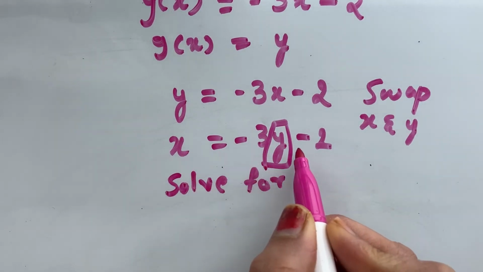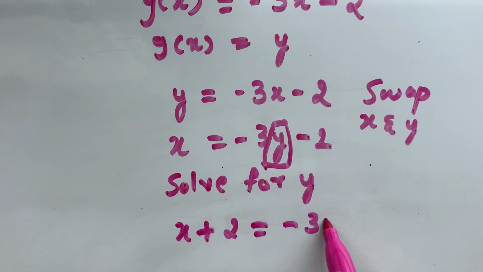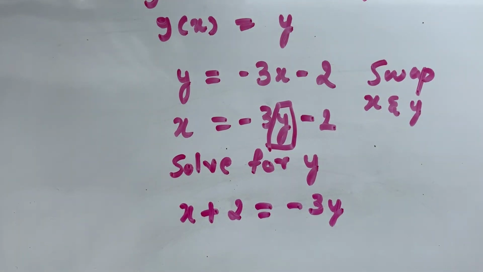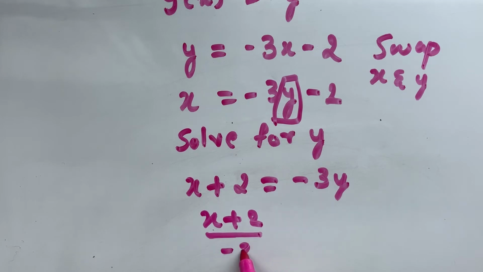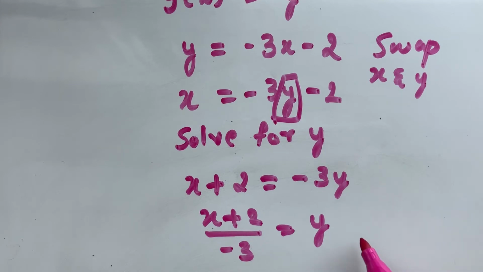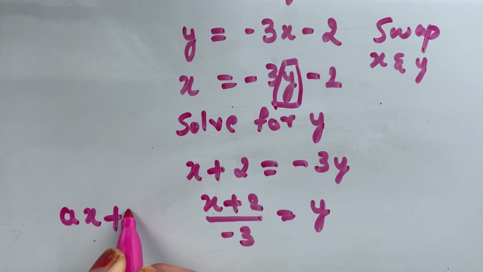X is equal to negative 3y minus 2. This means x plus 2 is equal to negative 3y, which is nothing but x plus 2 divided by negative 3 is equal to y. But you are asked to find y. You have to write y in terms of linear equation, that is ax plus b. You have to write this y in the form of ax plus b.